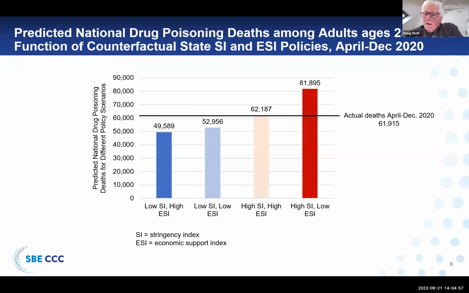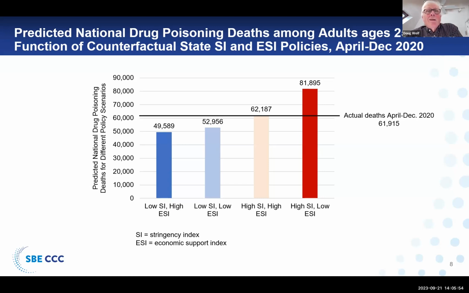Well, we wanted to further investigate the possible counterfactuals here, and so we simulated basically 4 different scenarios based upon identifying patterns of being either high or low with respect to the SI index, or high or low with respect to the economic support index. We found 4 states that embodied the 4 combinations of these, either high on SI and low on ESI, or vice versa, and so on. And what we did was we calculated what national overdose counts would have been if every state pursued the same policy trajectories as these 4 exemplar states.